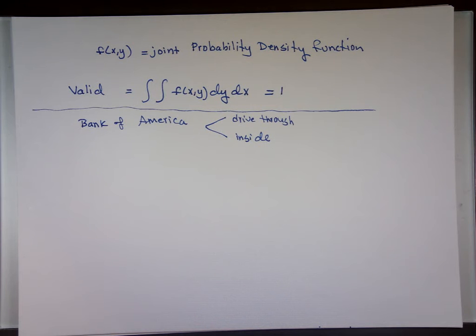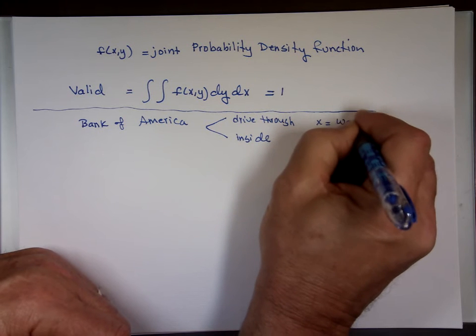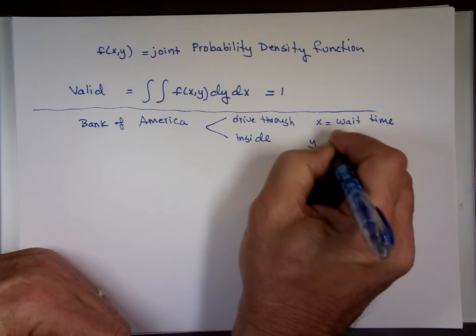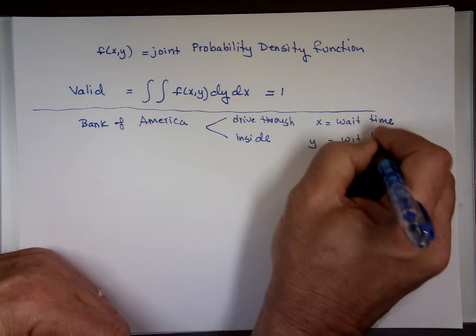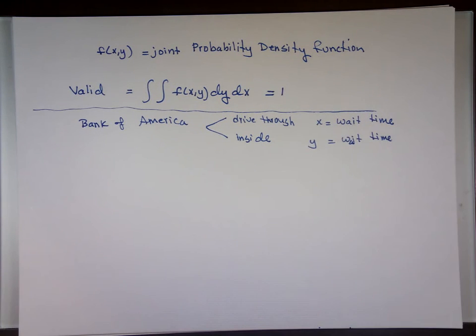So let's define x as the wait time when you drive through. And let's define y as the wait time when you go inside. You stand in line. When the lady said, can I help you? Or the man said, can I help you there? And you walk in to get some help. That's the wait time, how long you waited there. And I'm assuming, I hope, the wait time is not in hours, you know.